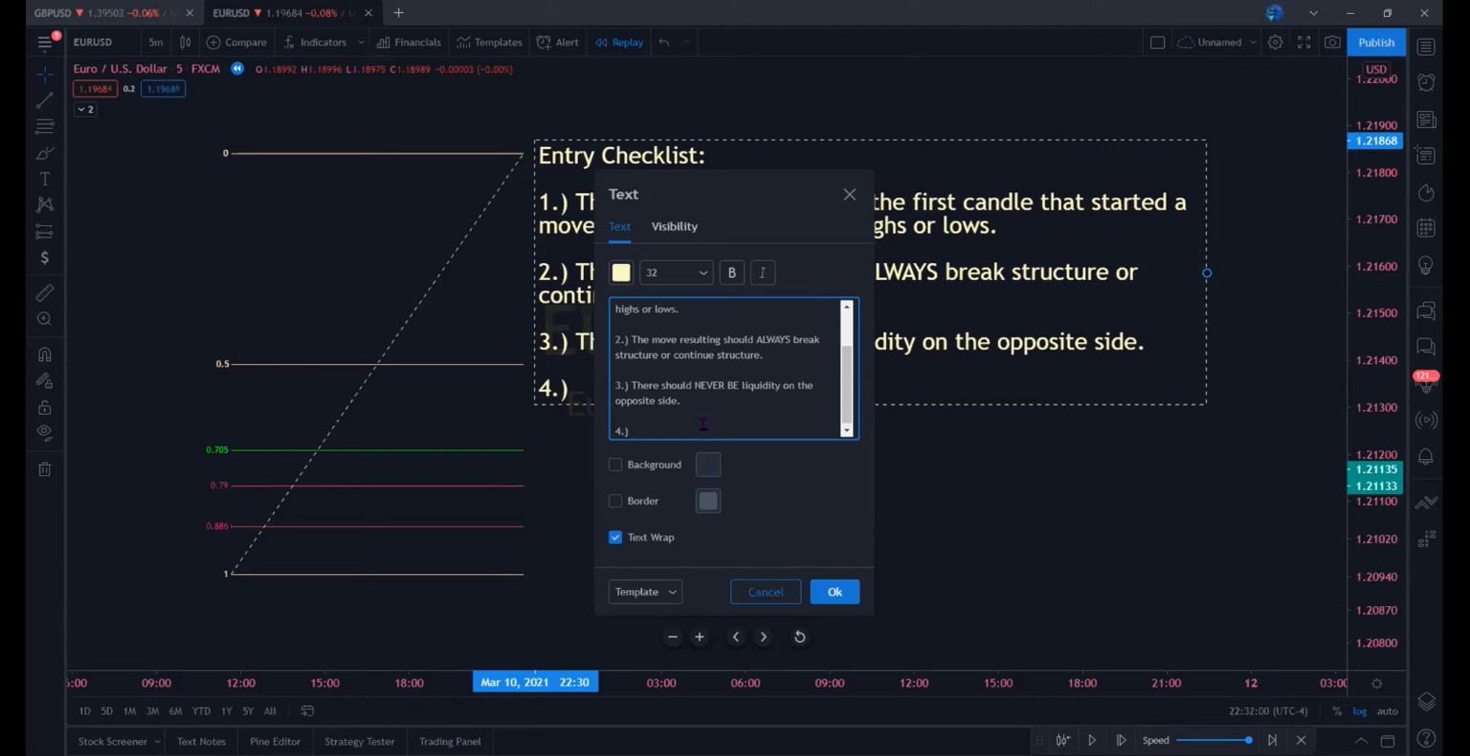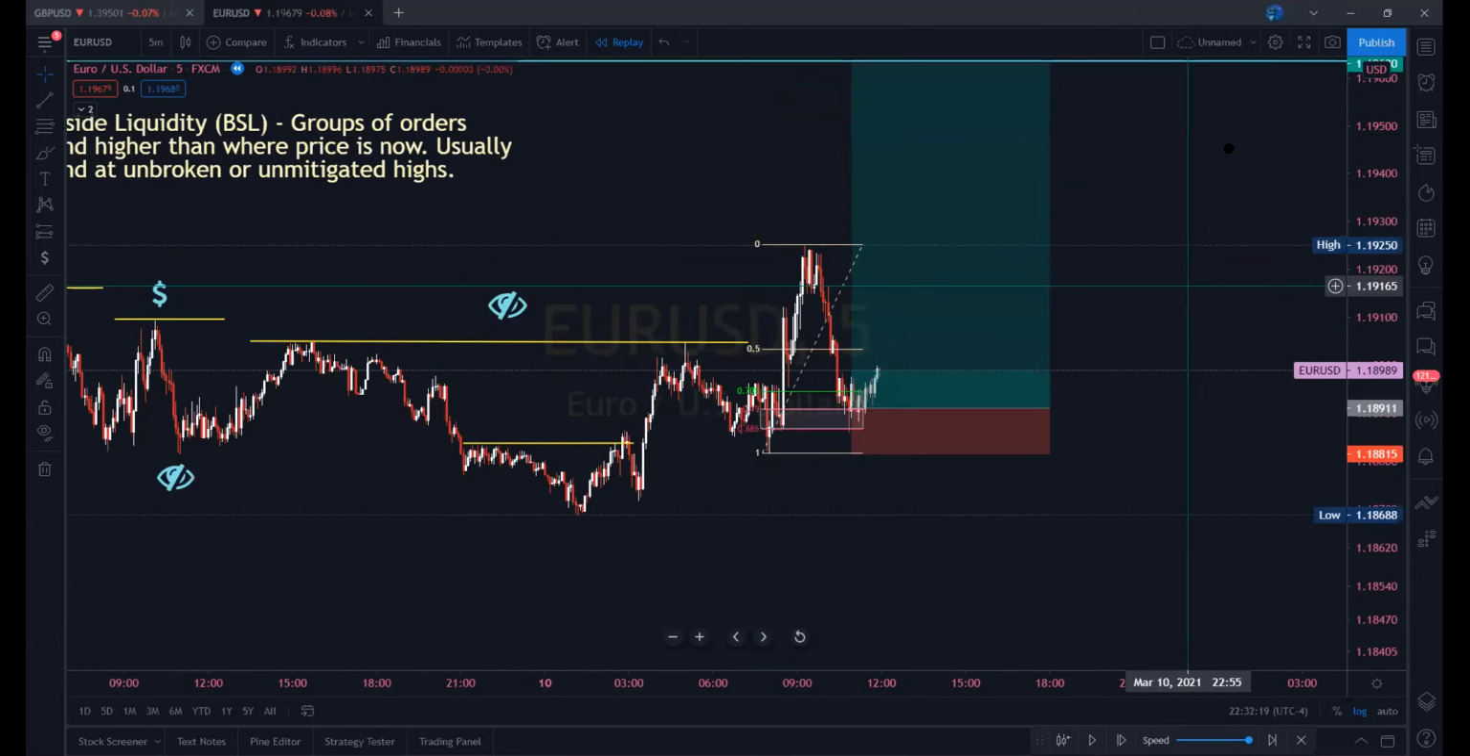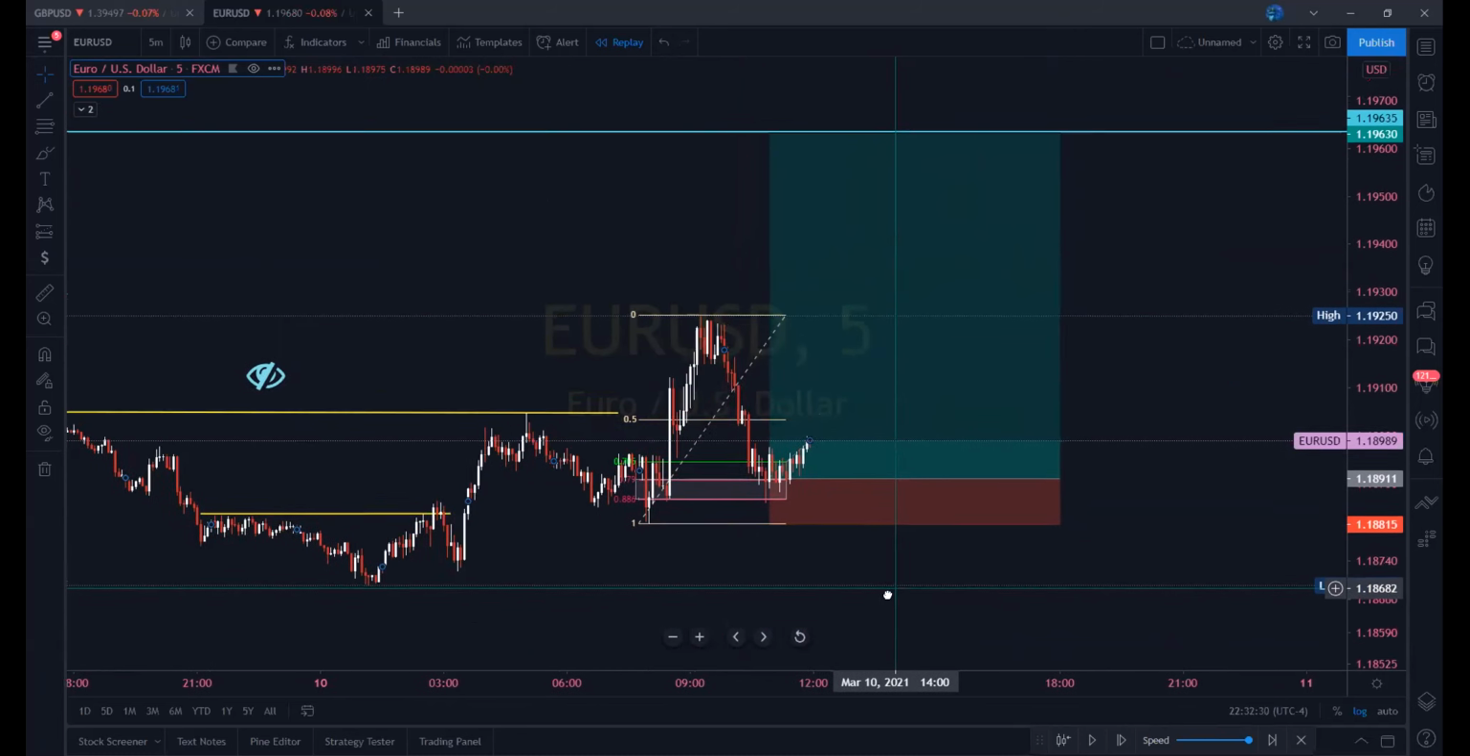So firstly, there should never be liquidity on the opposite side. And then next, your TP1 should always be the 0 level. Okay, so it should always be the 0 level or the level that the move ends, right? So where's our TP1? Right where the level ends, right? So it starts right here, it ends right there. Very simple. Does that make sense? Drop a 1 in the chat if that makes sense.